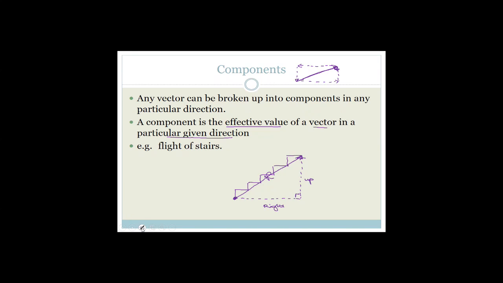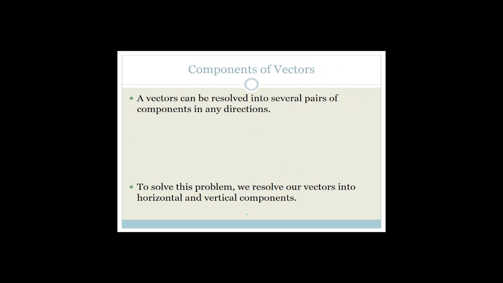But what you need to understand, and this is very important, is that these are also components of that vector. So if we add up all of these little vertical vectors, it would equal the same as the sum of that up. And if we add all of these up, we would equal all of that. Everybody understand that? Okay, right, let's move on.